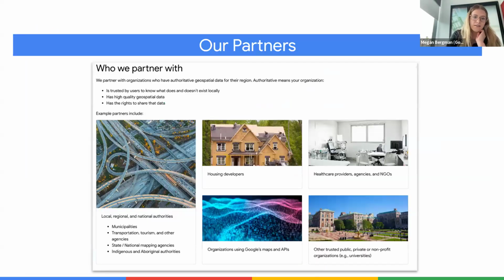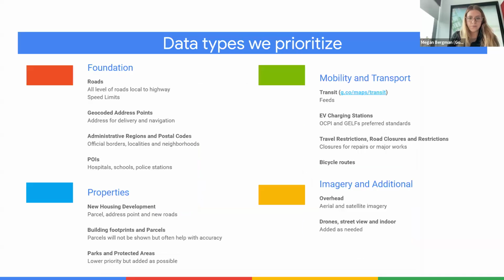So who we partner with: city, county, regional, and municipality governments. We also work with housing developers, some NGOs and healthcare providers. Specifically, a couple of years ago during the COVID times, we were working with a lot of different healthcare providers to make sure we had the correct COVID testing and vaccine information on the map. But we also work with nonprofits and really anyone that's willing to give us high quality data. We're willing to take a look and see what we can use out of that data set. Next slide for me.